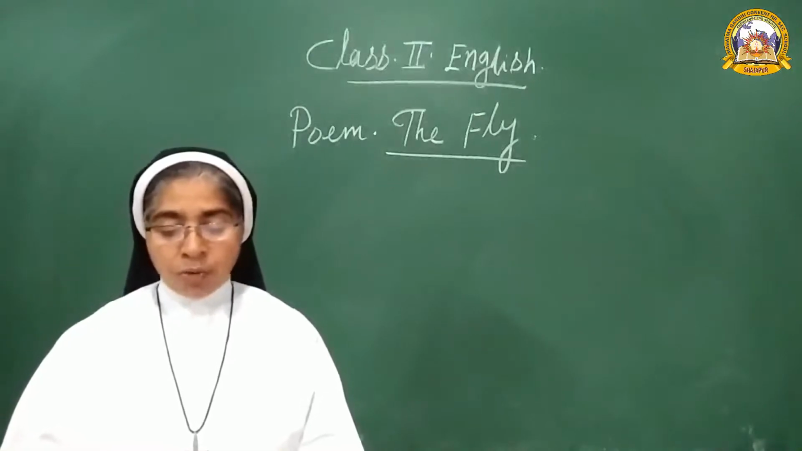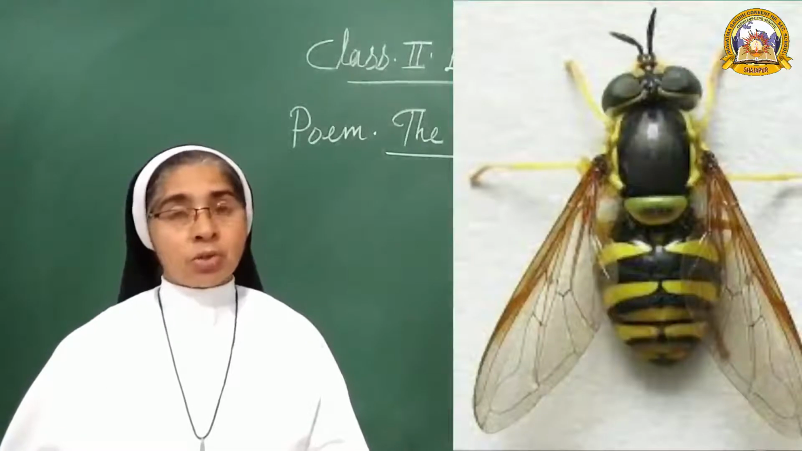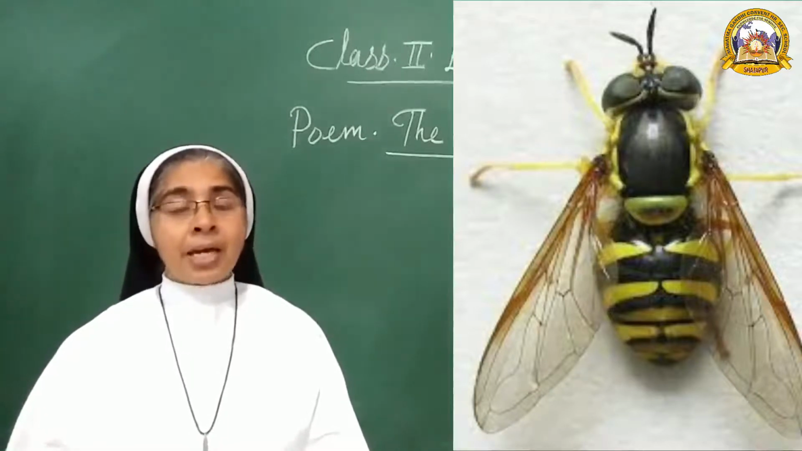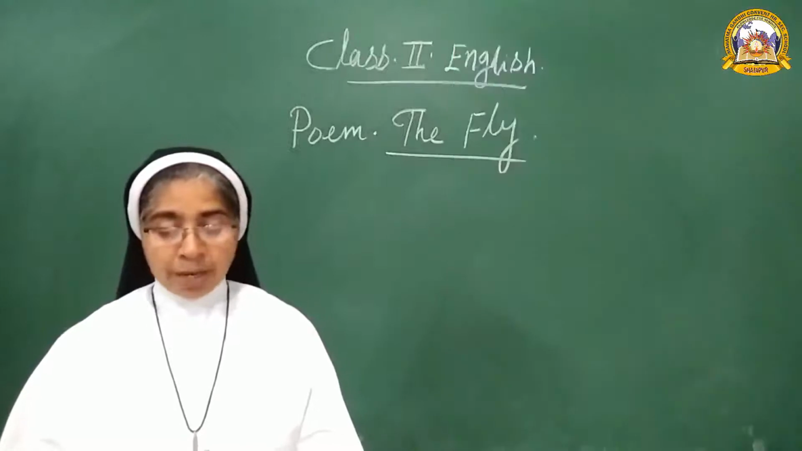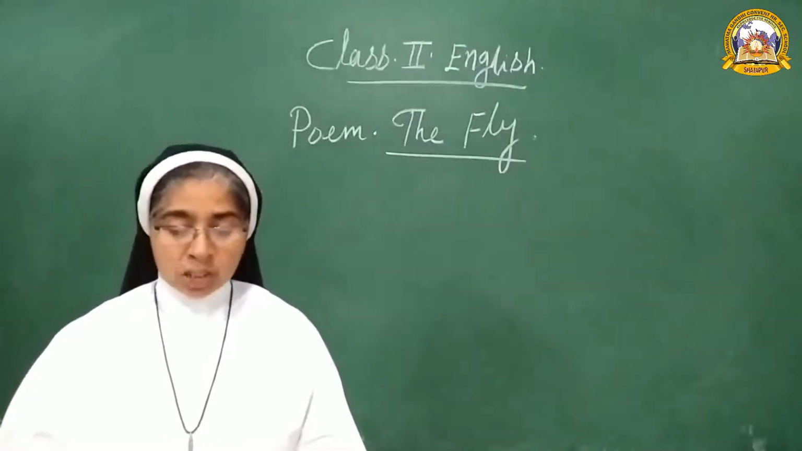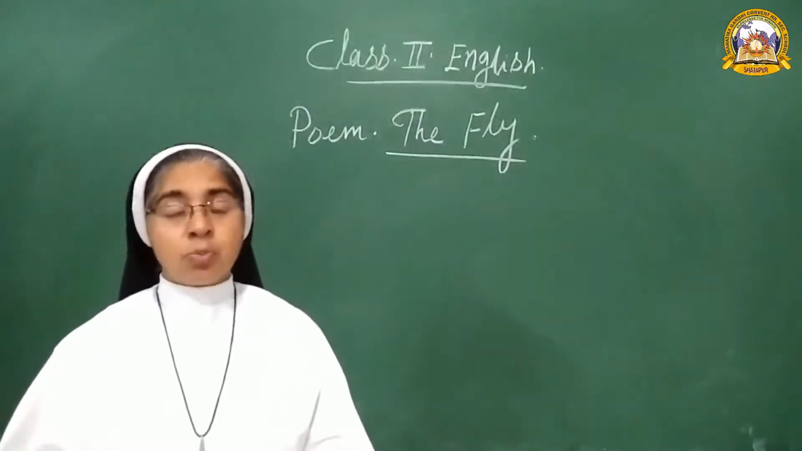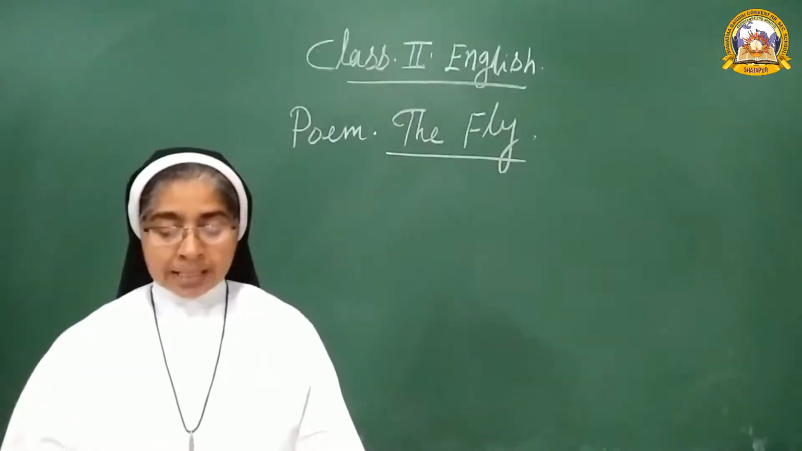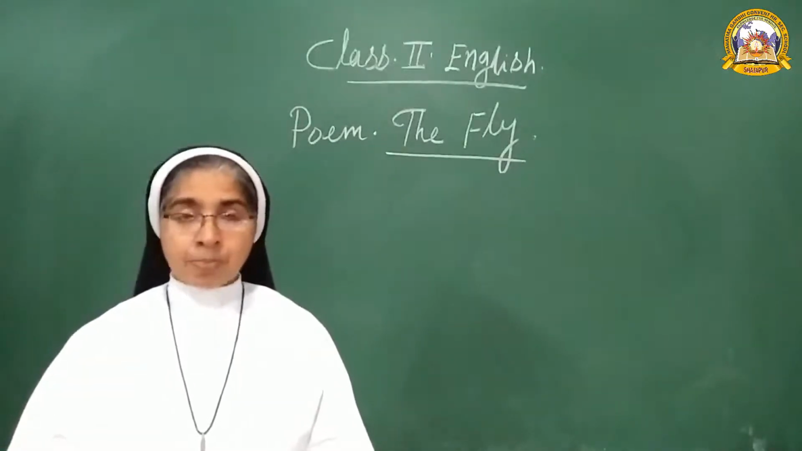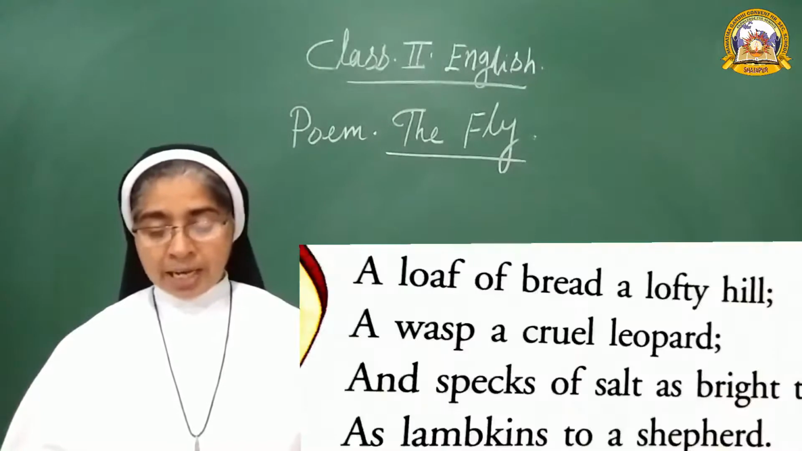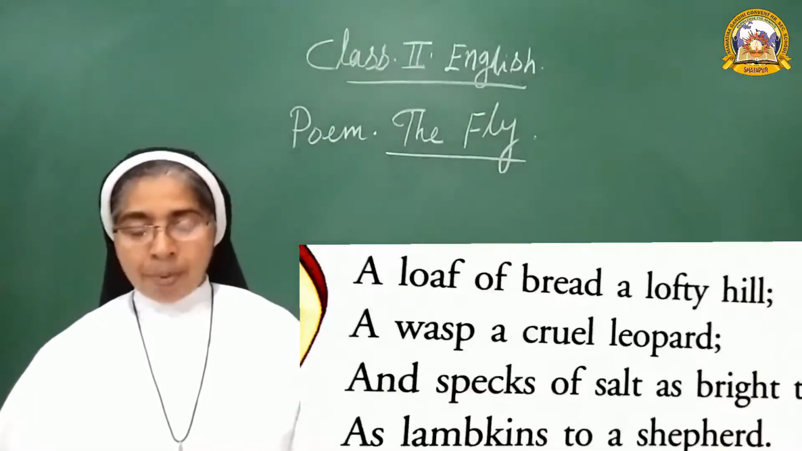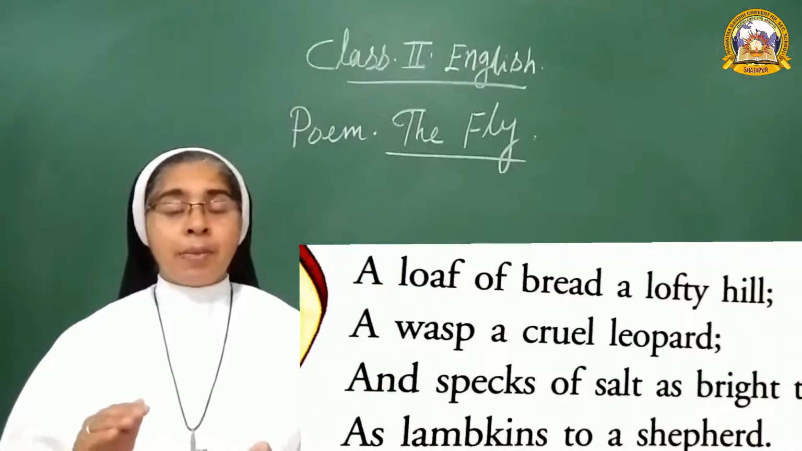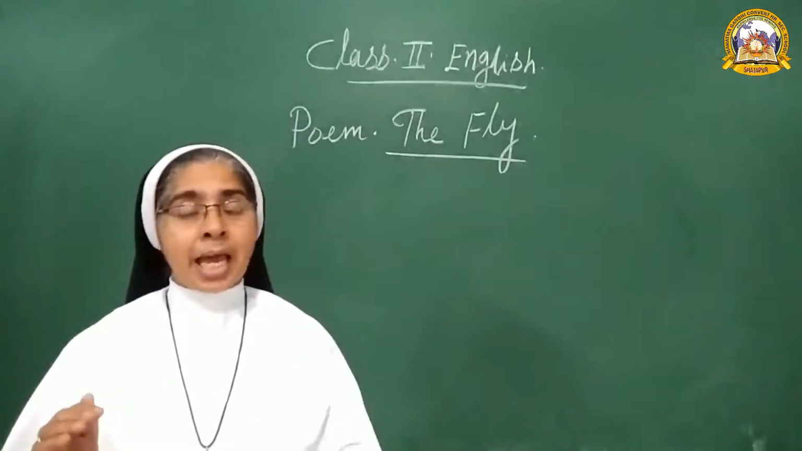A wasp, a cruel leopard. Wasp is also a small insect like a fly. It looks like a big animal, a leopard. And specks of salt as bright to see. Specks means small pieces. Small pieces of salt look like a bright thing. As lambs to a shepherd. Lamb means baby sheep. Shepherd means a man who looks after sheep. The baby sheep are small, but when the fly sees it, it feels like a man.